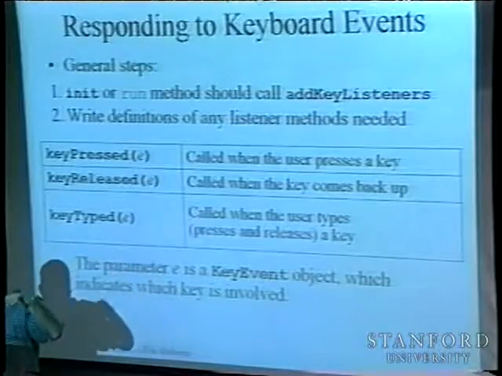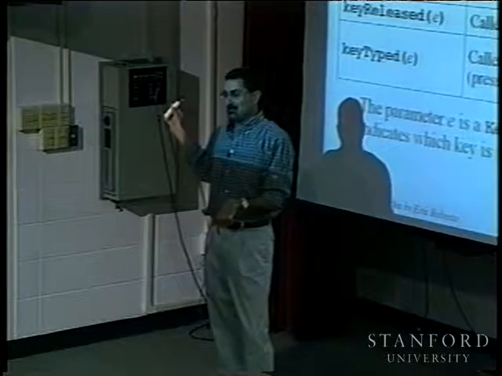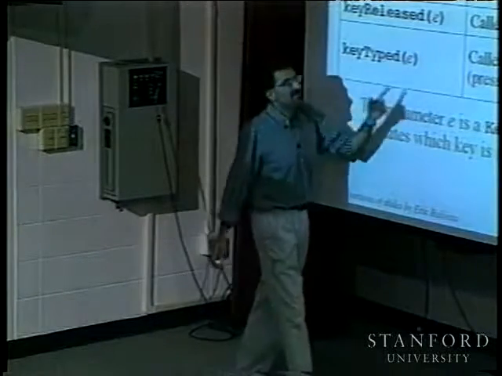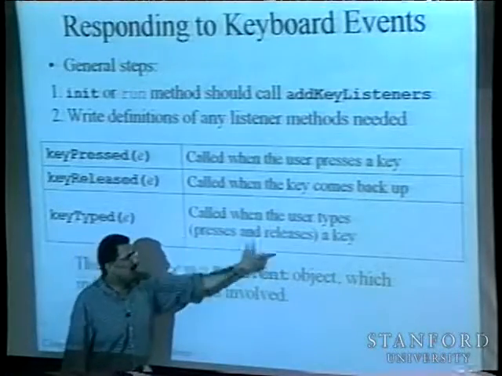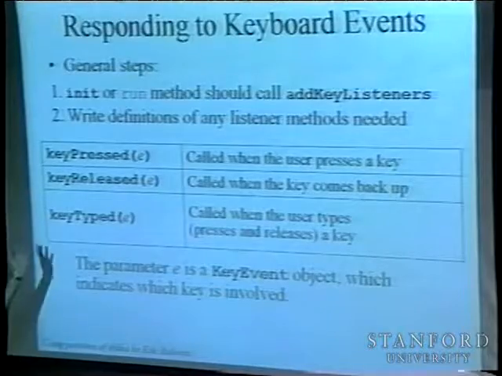So you can actually do funky things where when you press something, the screen goes black, and then your roommate leaves and doesn't know what you're doing, and then you lift up the key and it comes back. You can actually do that. Key typed is basically like a click. It's press and release together. So when you press and release a key, that generates a key typed event.